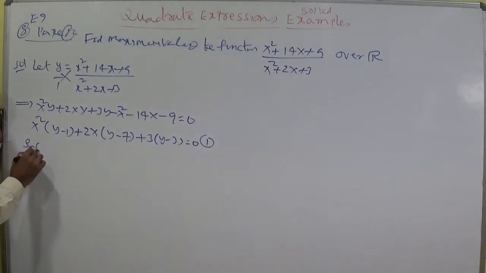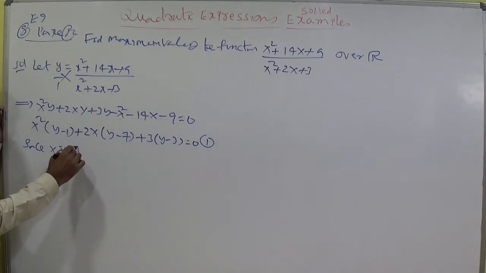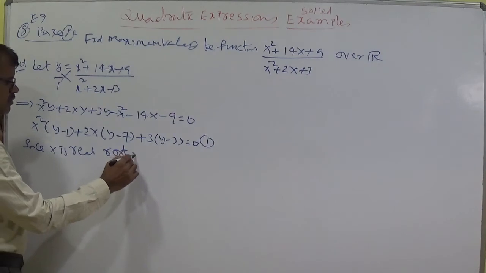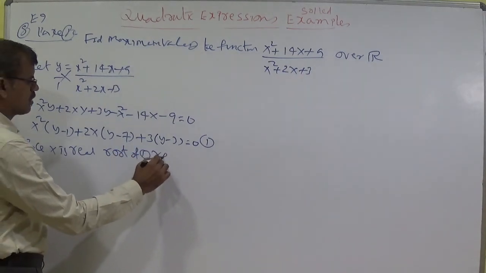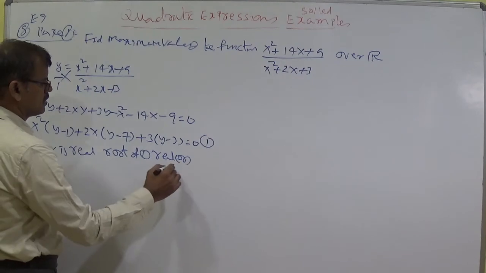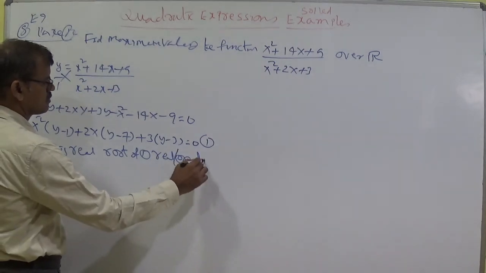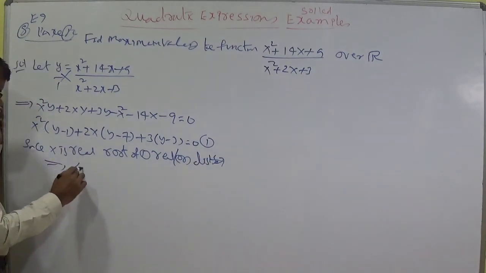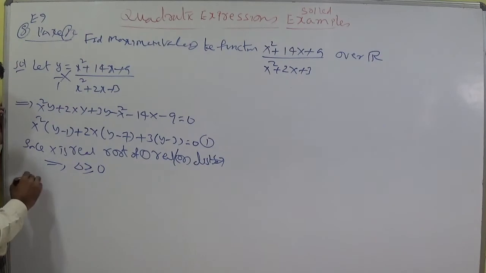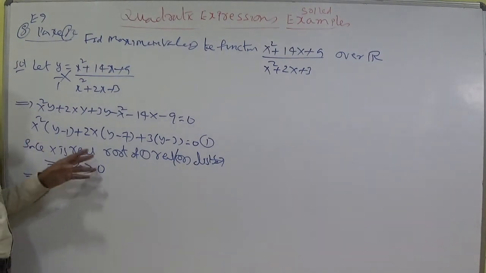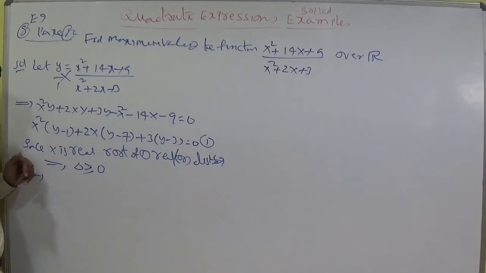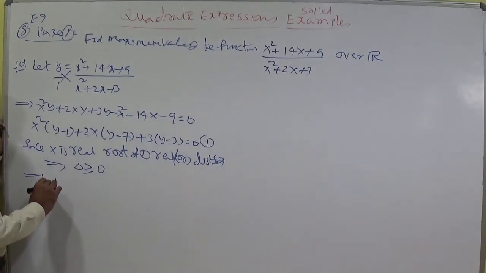Since x is real, the roots of 1 are real and distinct. That implies use the delta greater than or equal to 0 concept. Now, in EAMCET, students, no need to write this step. This step you can write directly. Whenever you see the question, directly you should write this step, and next no need to write this step. Like this you should write. Delta greater than or equal to 0 apply.